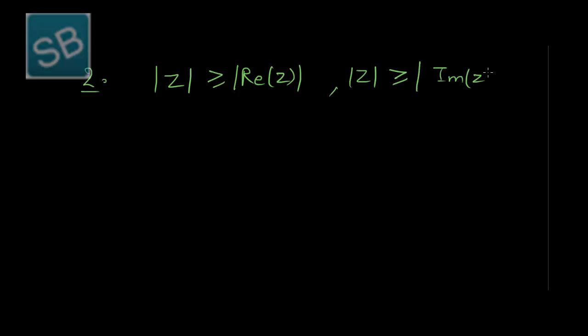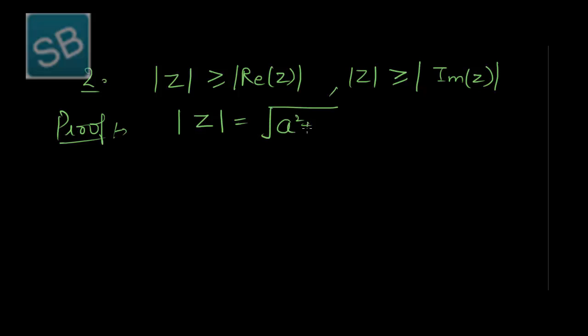Now the next property, number 2: mod z is always greater than or equal to the modulus of the real part of z, and mod z is always greater than or equal to the modulus of the imaginary part of z. Now we have to prove this. The proof is here. First we start with mod z. Mod z is the square root of a square plus b square if z is equal to a plus iota b.